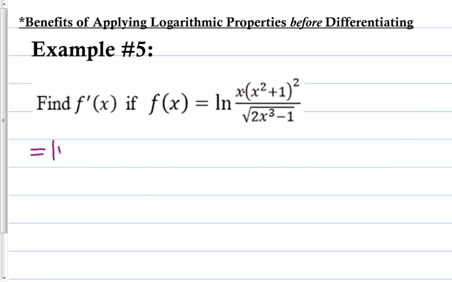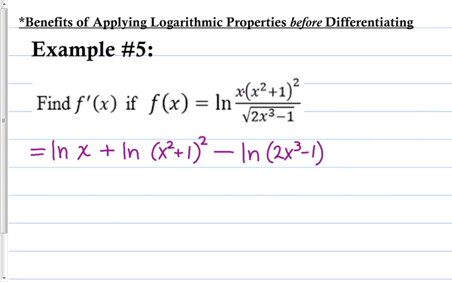Okay, so the natural log of x, that's my first term. It is being multiplied with the x squared plus 1 to the second power. So I'm going to add it to the natural log of x squared plus 1 to the second power. Now this stuff is being divided by the square root of 2x cubed minus 1. So I'm going to subtract the natural log of the square root of 2x cubed minus 1. That square root, I should be thinking in my brain, I can change that to a 1/2 power.